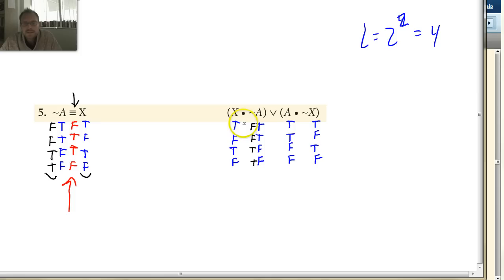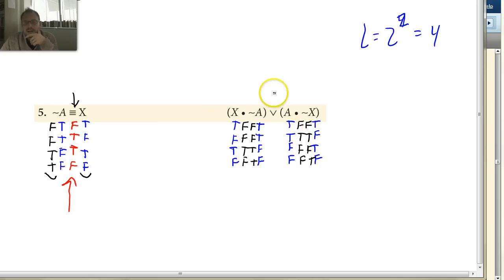Everything's got to be true. That's false, false, true, and false. Okay? And then over here, let's do these. So that's going to be false, true, false, true. And then I get that conditional again. So that's false, true, false, false. I'm going to switch to red.